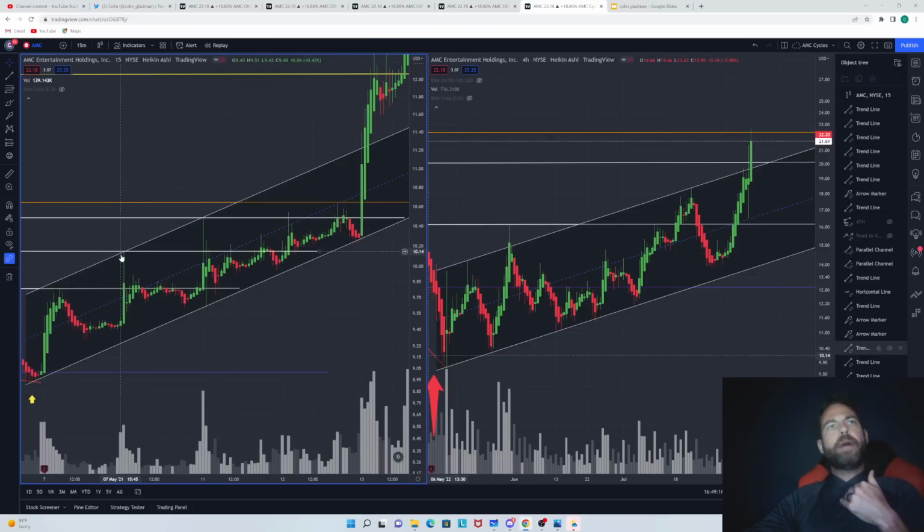Then the pullback made an M shape, into an accumulation pattern before the next push up. Pullback, accumulation, M-shape pattern before the next push up. Now this one right here, even though it's the same pattern, did not reach the level I was hoping for. I was hoping it would come all the way up to about the $20 level. It did not do that, but the formation and the pattern are still the same.